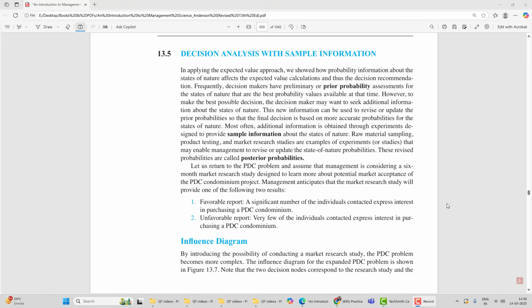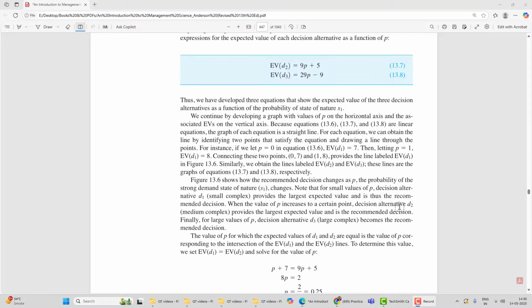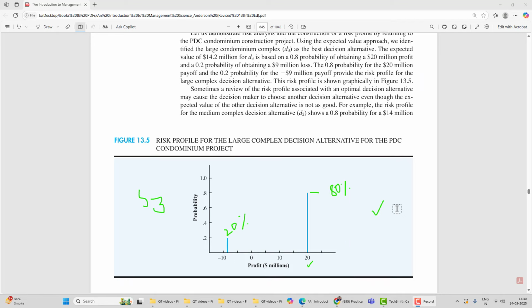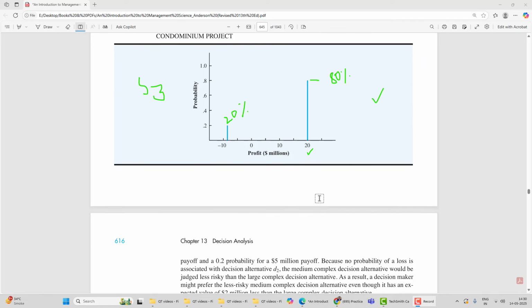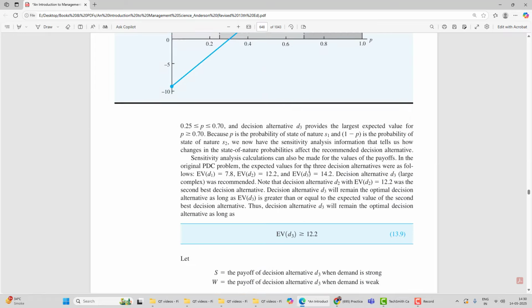Hello students, in this fourth and last video in decision analysis, we are going to look at decision analysis with sample information. As mentioned in the previous video, the risk profile which comes out of the decision analysis is really not impressive, because it still has a 20% probability of loss making. Hence, we go ahead and try to improve this.